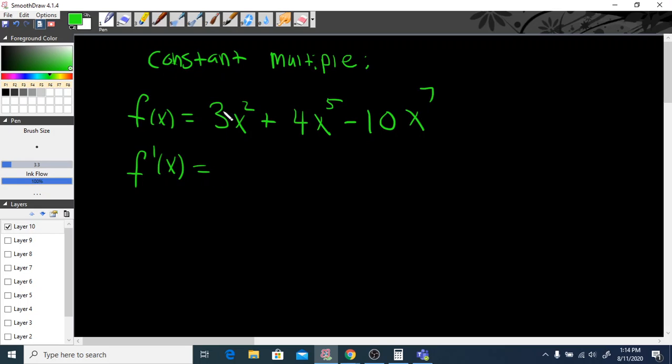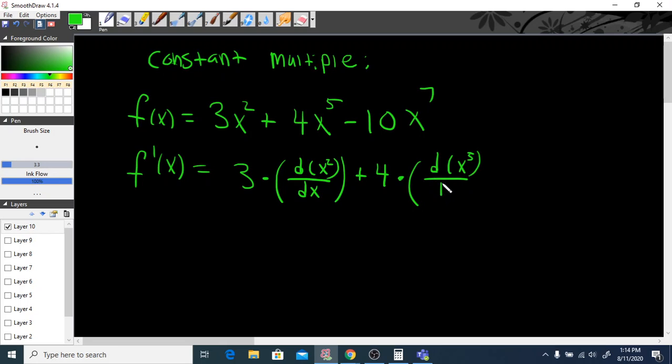Okay, so if you want to take the derivative of this thing, if you want to find the slope at any point of this function, this 3 is just going to multiply out front. In other words, if I take the derivative, it's going to be 3 times the derivative of x squared, plus 4 times the derivative of x to the 5th, minus 10 times the derivative of x to the 7th. Okay? So this is all just notation.